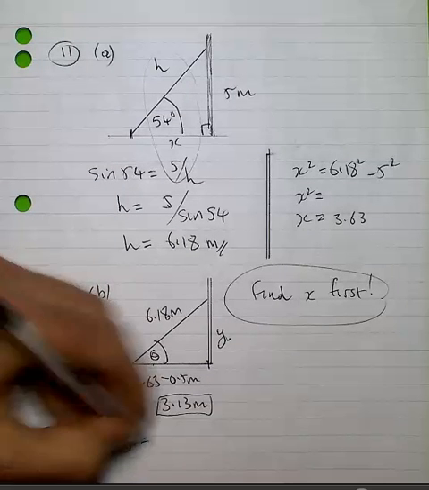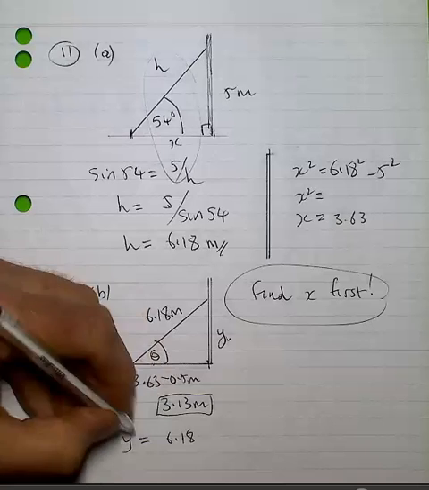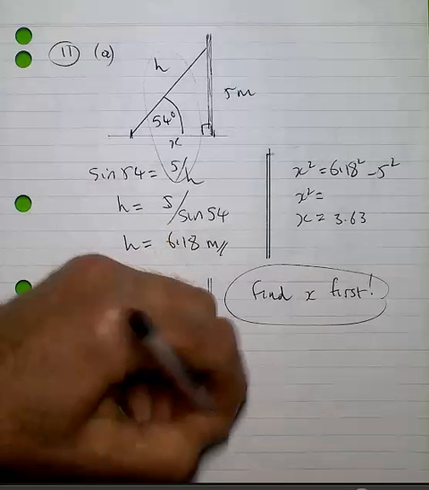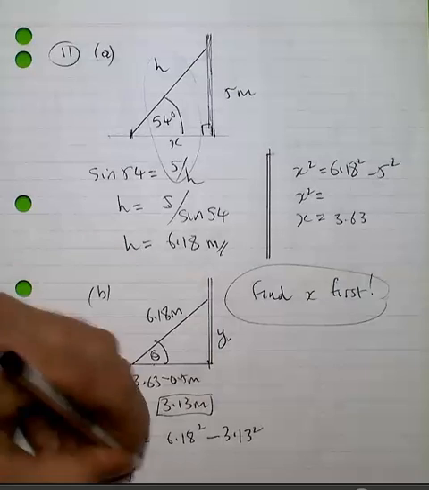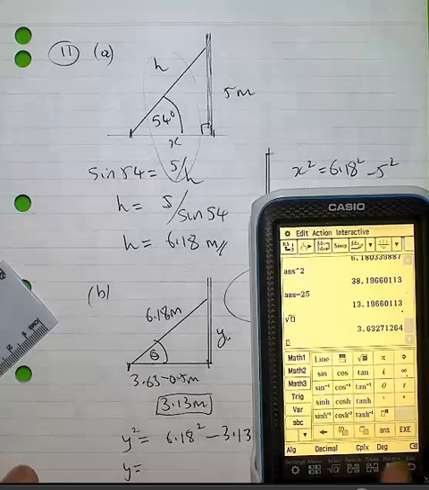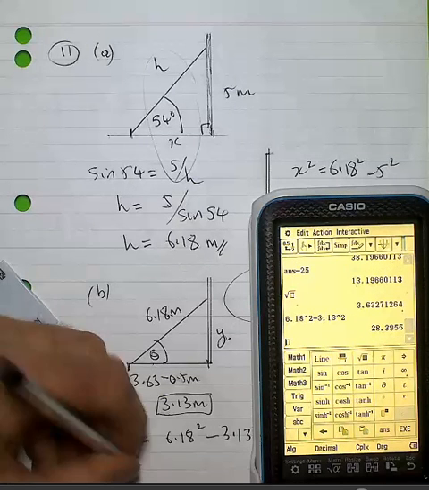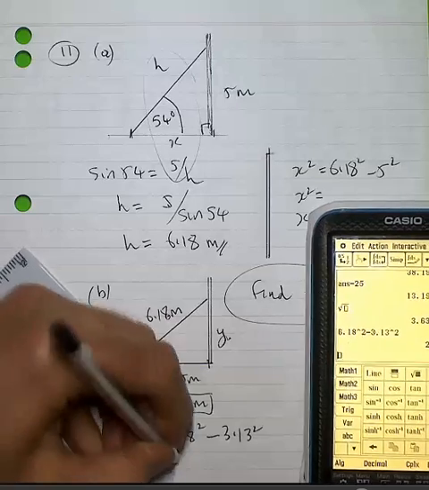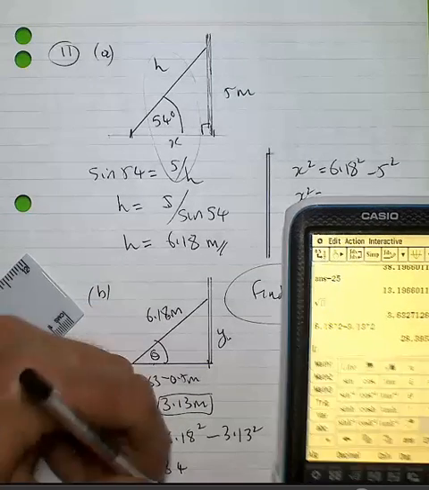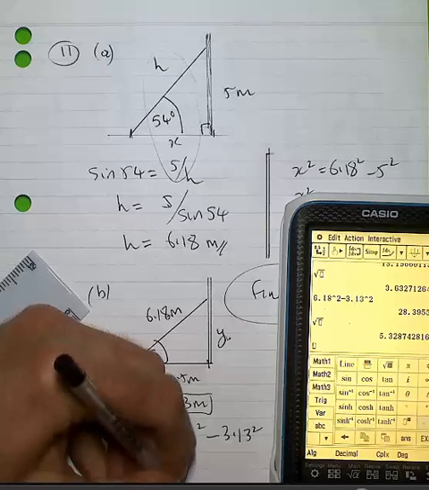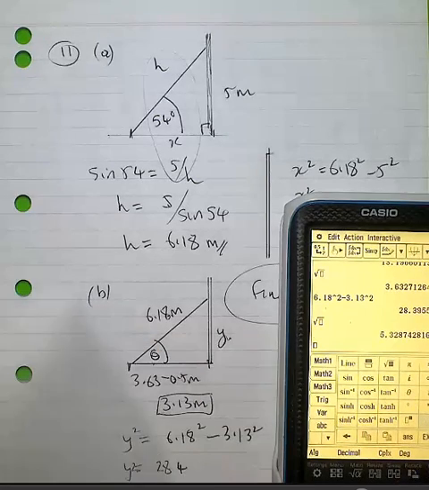So y in this instance, 6.18 squared minus 3.13 squared. Just quickly on my calculator, .4, and the square root of that gives me 5.33 metres.